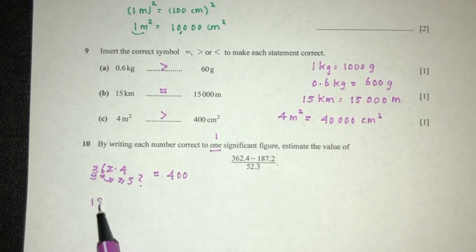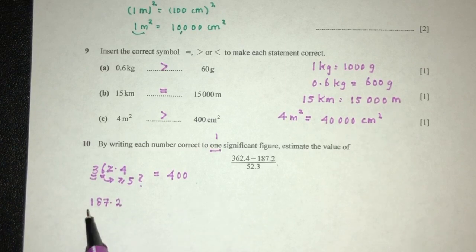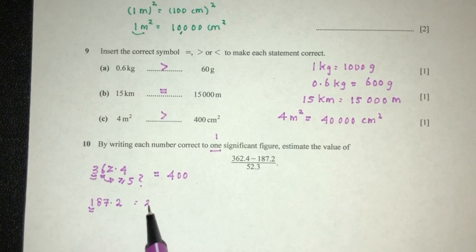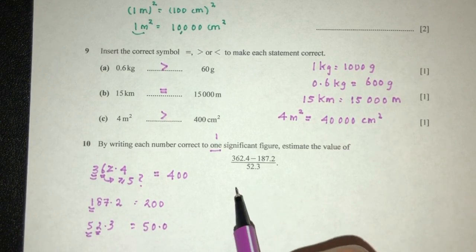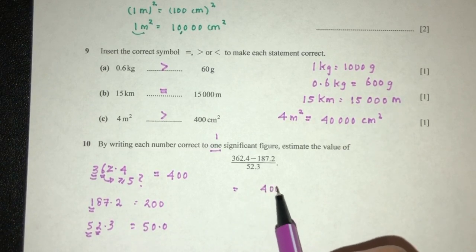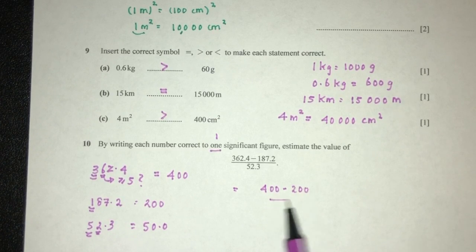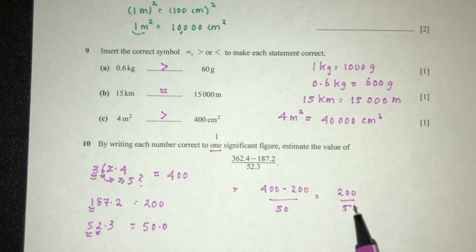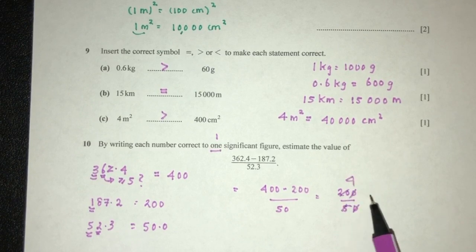This one is 187.2. In the same way, leave the first one by itself, and this is more than 5, so add 1, and the rest becomes 0. Same way, we have 52.3. We leave the first one by itself, and this is less than 5, so we don't add anything. We turn everything else to 0. Now let's replace. You will have 400 minus 200 divided by 50. That will be 200 over 50. That will be the value of 4, right? That will be your answer.